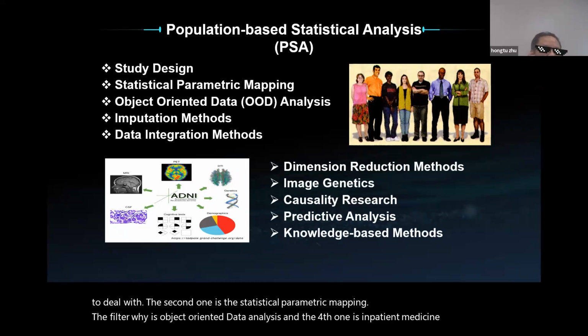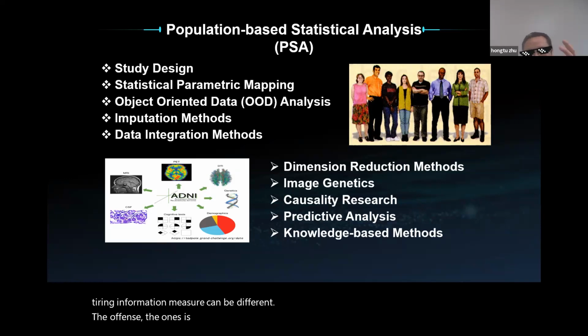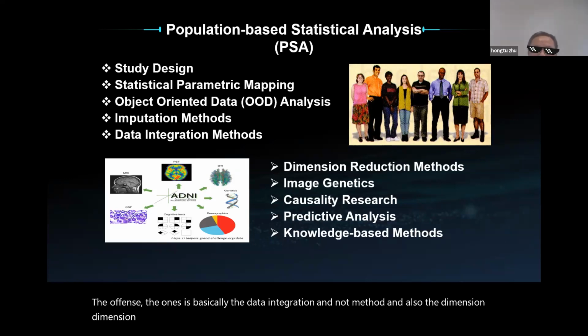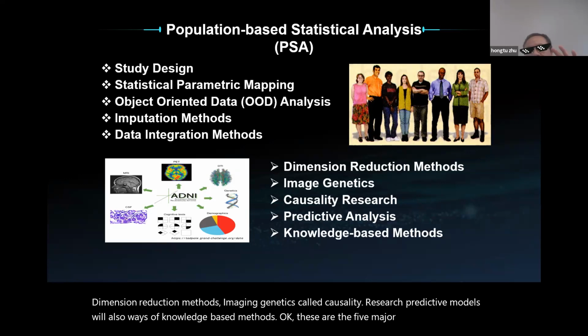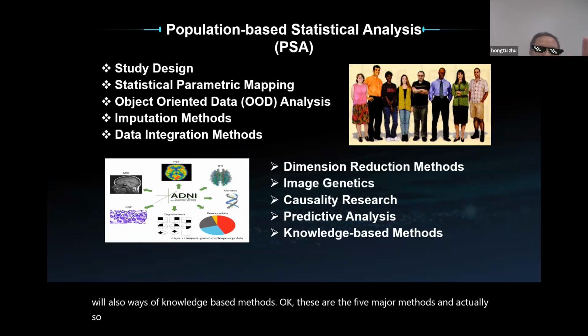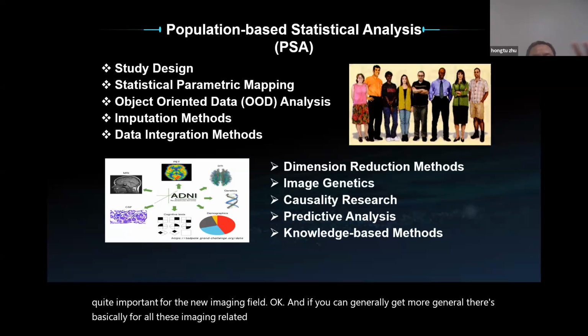What type of imputation method can be developed? The fifth one is data integration methods. And also dimension reduction methods, imaging genetics, causality research, predictive models. The last one is knowledge-based methods. Okay, these are the major methods, and they are quite important for the neuroimaging field. If you get more general, for all these imaging-related research, these 10 topics are quite important.